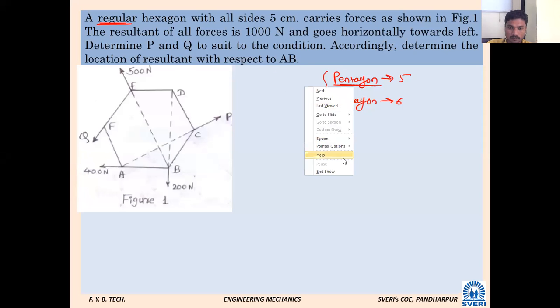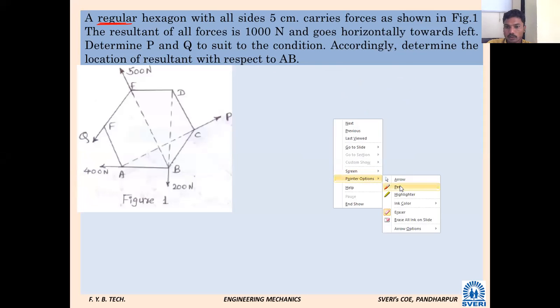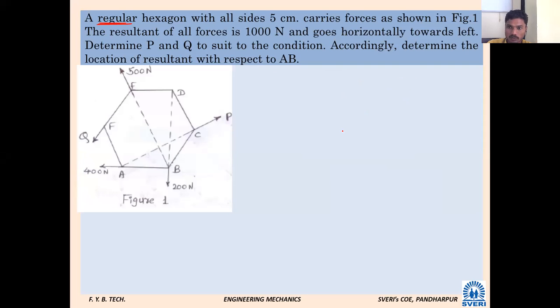So there is one formula. Do you know the formula to calculate the summation of all internal angles of a regular geometry? If I want the summation of all internal angles of any regular geometry, what is the formula? If you know it, say yes; if not, I will tell.